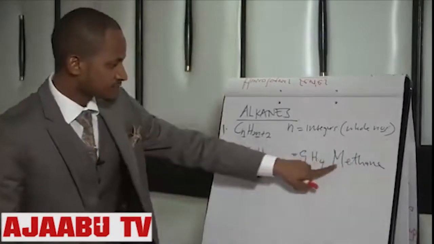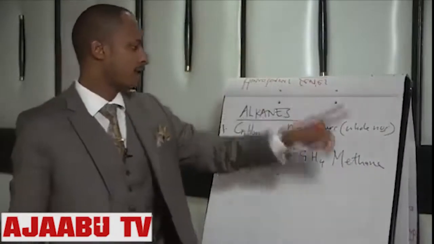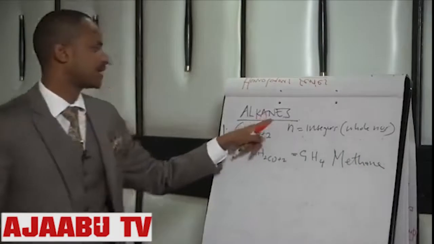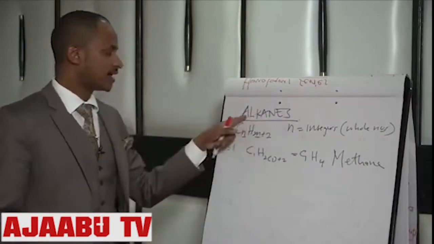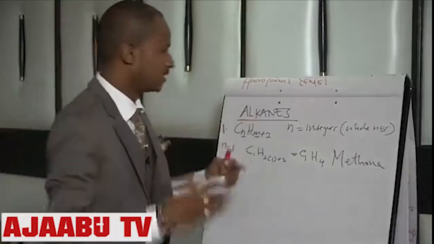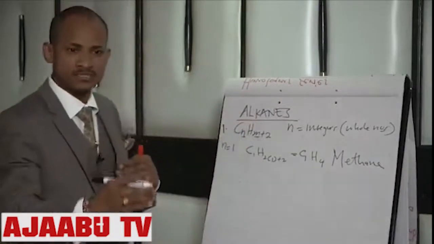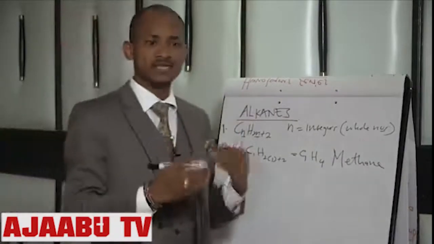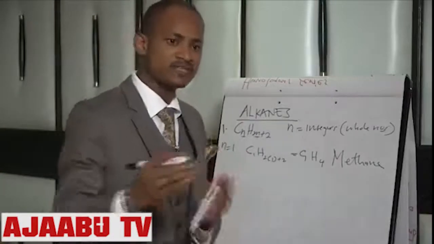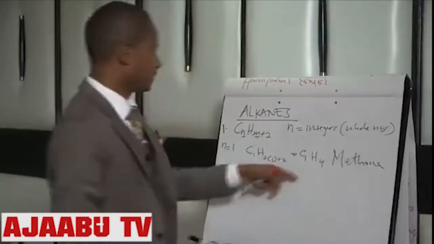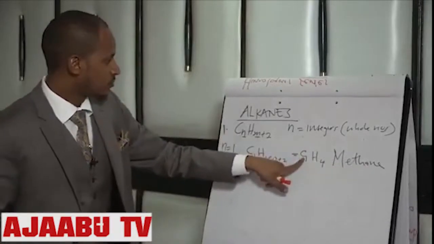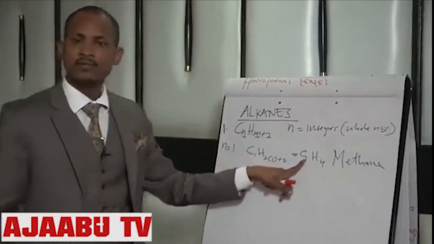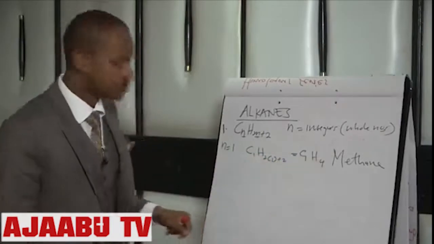Meth is a Greek word meaning 1. The "ane" comes from the parent alkanes, so they take the word "ane". Alk means a continuous chain, or the aliphatic compounds, continuous chain. So methane is an alkane with one carbon atom and four hydrogen atoms.